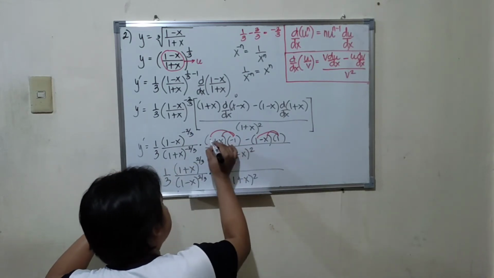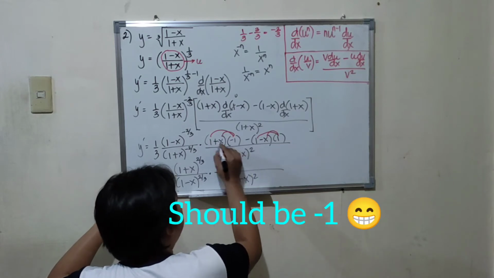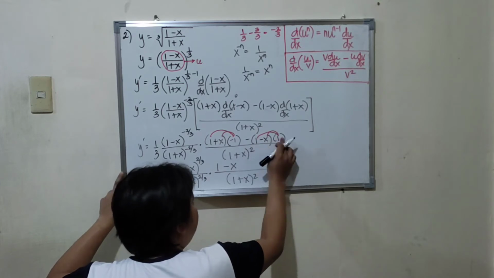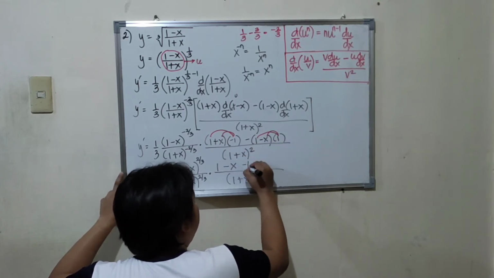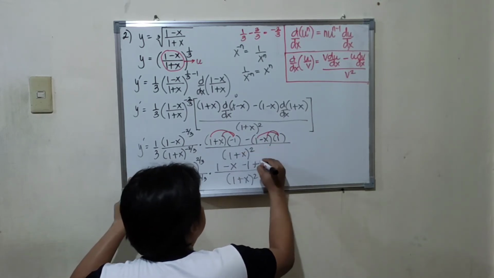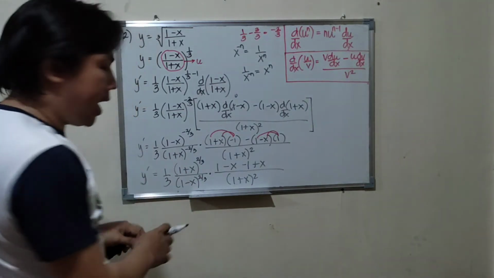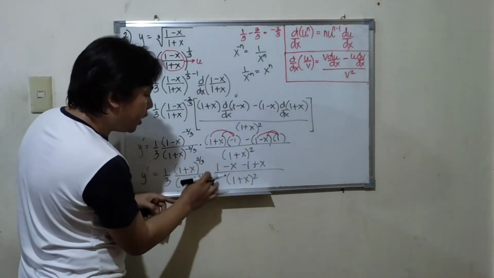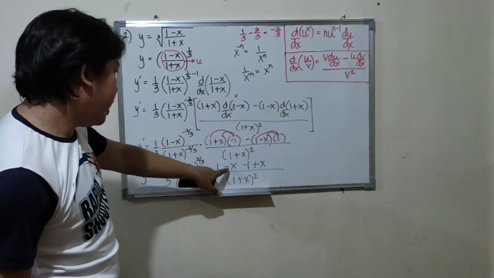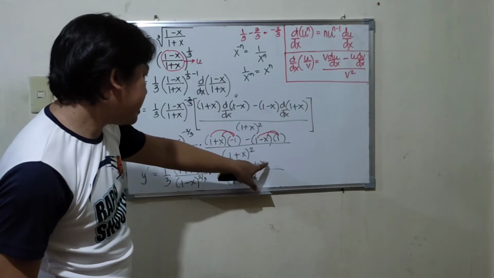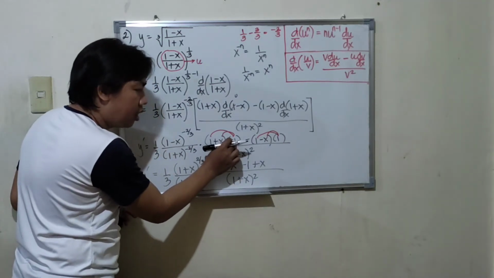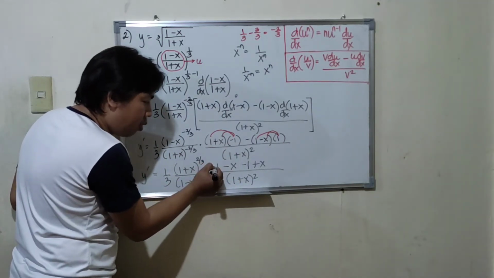So we have negative 1 times 1, we have 1. Negative 1 times x, that is negative x. We have 1 times 1, or 1 times negative 1, we have negative 1. 1 times negative x is negative x, times negative 1, so we have positive x. Okay, so now we can simplify the numerator, combine like terms. Oh, sorry, so we have negative 1 times positive 1, that is negative 1.